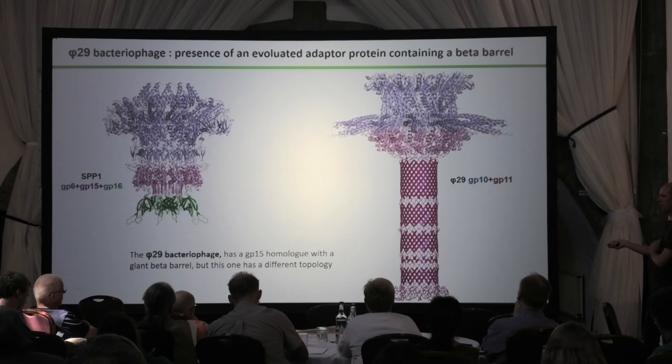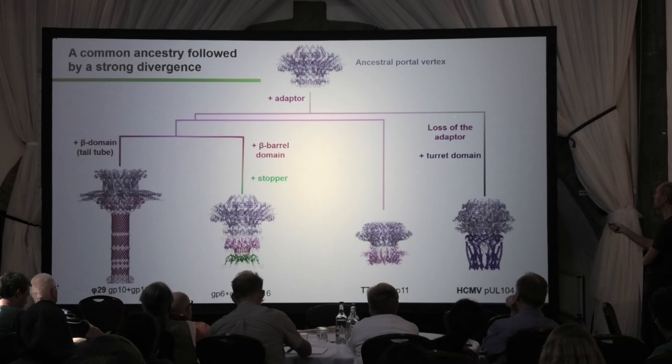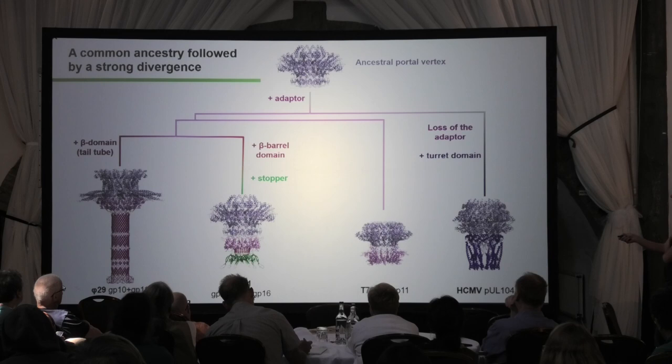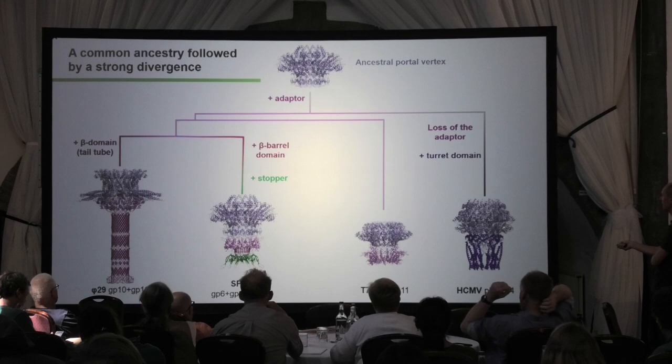So just to summarize, how is it possible to have such different solutions? Probably we started from an ancestral portal vertex that acquired an adapter. The first one that separated was most likely the one of herpes viruses that lost the adapter and instead gained a crown domain in its portal protein.